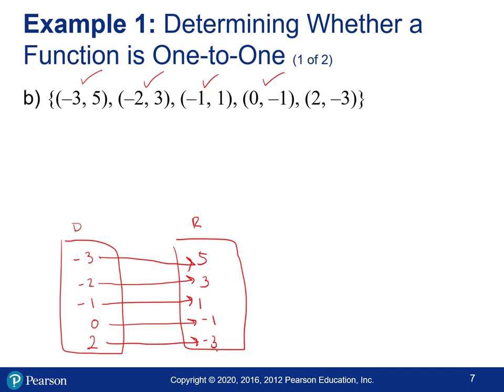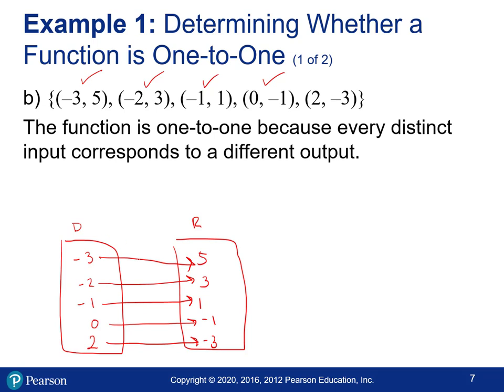Notice none of these y values repeated, so we didn't have two different inputs producing the same output. So this is a one-to-one function. Each input gave us exactly one different output.